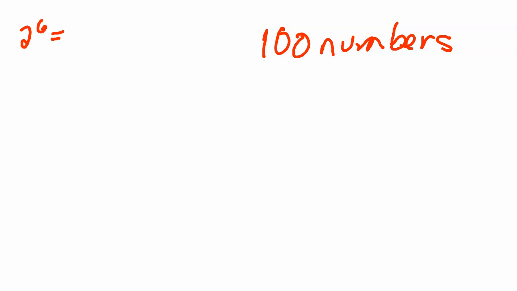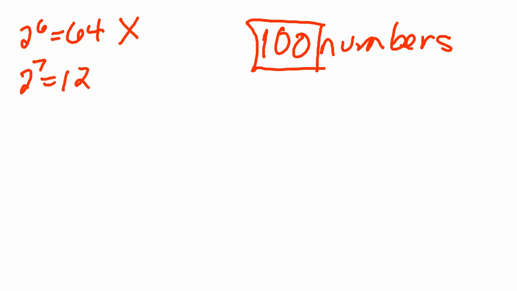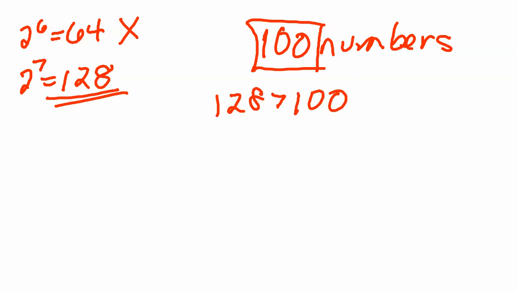So let's say we had 100 numbers in our data set. I gave you 100 numbers and you were supposed to graph them. Well, we said 2 to the 6 was 64. That's not bigger than 100. You just keep going until you find your number that's bigger than the number in your data set. 2 to the 7th is 128. Well, 128 is bigger than 100. So how many classes or groups would we use here? 7. Yes. 7 groups.